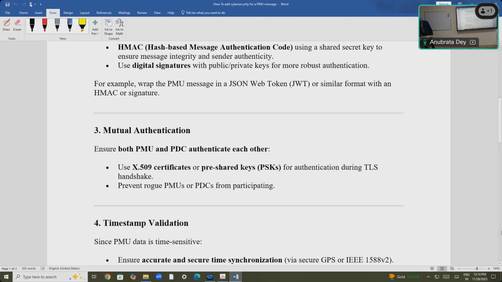Another one is using certificates, right? Mutual authentication. So all those methods we talked about, different ways, you can actually include in the PMU. So PMU and PDC will authenticate each other, using the pre-shared keys, right? Or they will do the handshake and then encrypt the data using the pre-shared keys. So we did talk about that also.